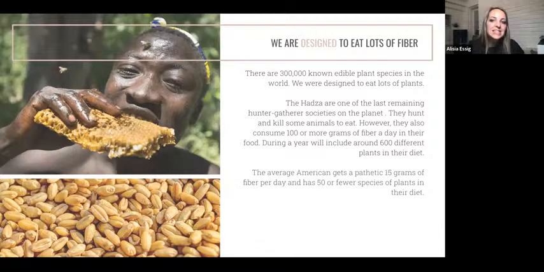The average American gets a pathetic 15 grams, right? And 50 or fewer plant species in their diet. We were designed to eat way more plants than we're eating. And I know it's going to be hard for you to go from 15 grams of fiber to 100. So I'm not telling you to go there overnight. I want you to slowly ease into it. Because if you go overboard, you're going to experience a lot of gas and bloating. It's going to be uncomfortable. Your gut needs to adjust.